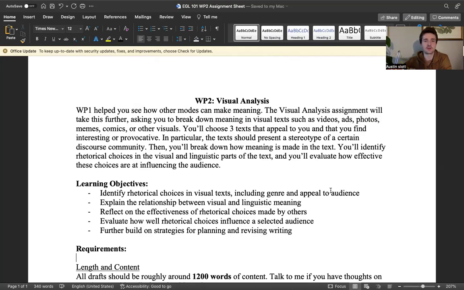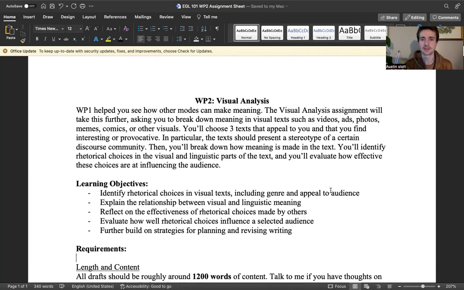All right. So WP1 helped you see how other modes can make meaning. And modes, just mediums, right? Genres of writing. The visual analysis assignment will take this further, ask you to break down meaning in visual texts, such as videos and ads. Those are the two most popular ones, right? In videos, I mean movies, TV shows, maybe videos done by a popular social media content creator, popular YouTuber, popular TikTok content creator. But some of the other ones are a little more difficult to achieve, and I'll go over the reason why in a moment.